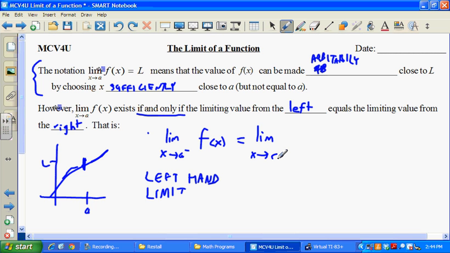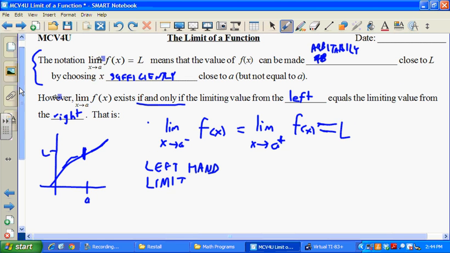And you see how I determine, just by the notation, the difference between left-hand and right-hand: a minus means a little bit to the left, and a plus means a little bit to the right, and that's equal to some output L. And they have to be equal. I can't have that broken thing going on that I drew earlier. So when the left-hand limit equals the right-hand limit, and it's equal to some value L, we say that the limit exists, and it's equal to L.